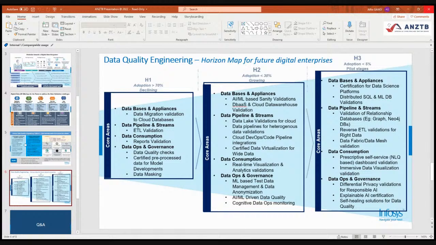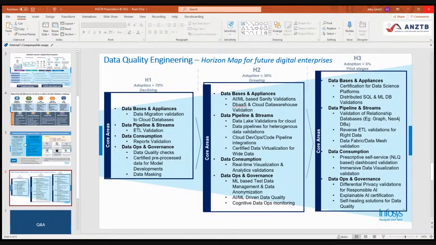Awesome. Thank you. So, this is a horizon roadmap for the future digital enterprise that we see in terms of the early adopters, with greater than 70% or 80% adoption, but this trend is declining in these core areas. These core areas we've classified as databases and appliances. We've looked at data pipelines and streams. We've also looked at how we consume the data, which is the consumption aspect of it. And finally, how do we store, reuse and maintain the data with respect to our operations and governance capabilities?